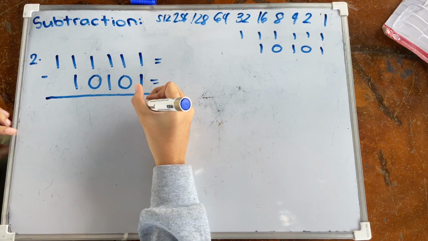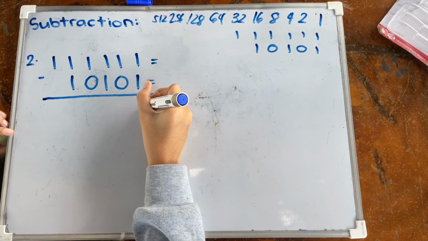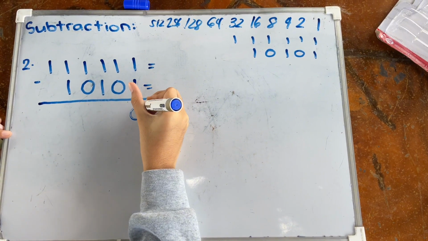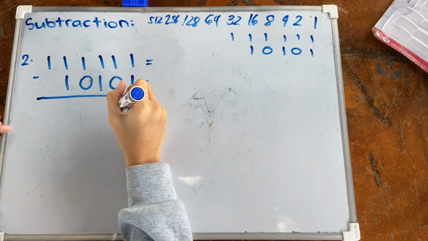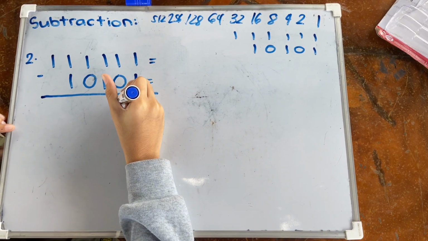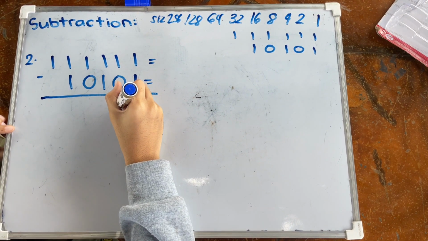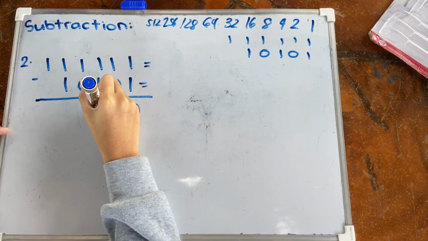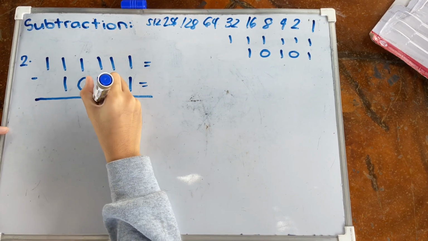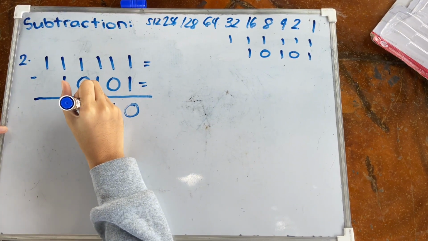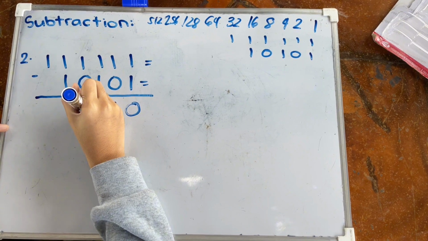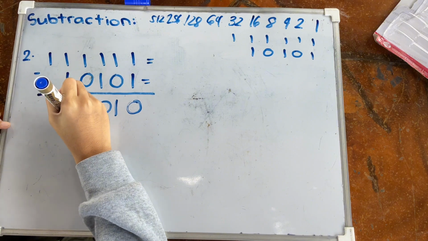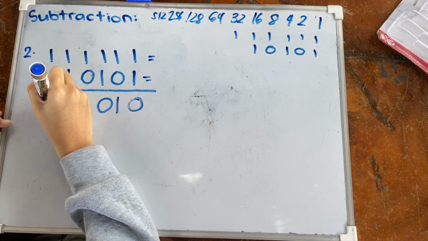Now we will have the second given, which is 111 subtracted from 10101. Okay, let's apply our knowledge from the rules of subtraction once again. 1 minus 1 equals 0, and 1 minus 0 equals just 1. 1 minus 1 equals 0, and 1 minus 0 equals 1. 1 minus 1 equals 0, and 1 minus nothing is simply 1.